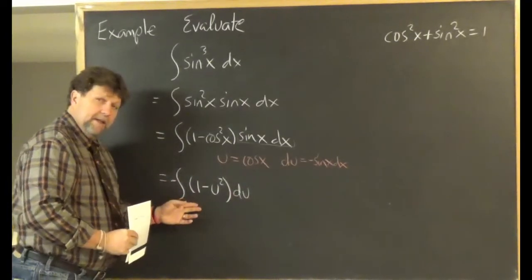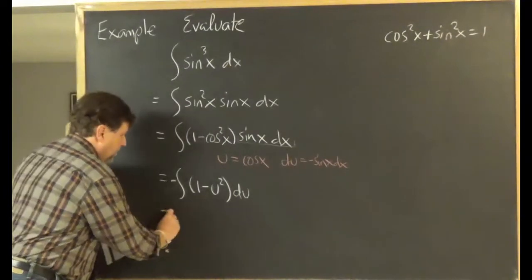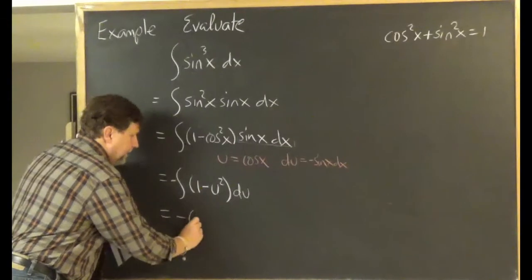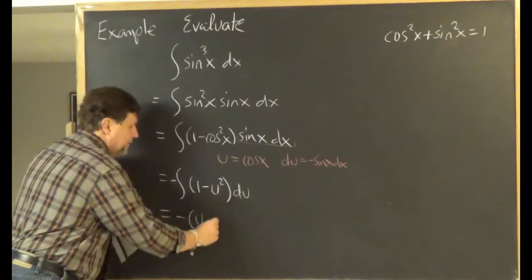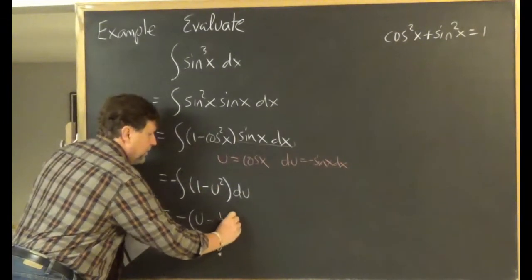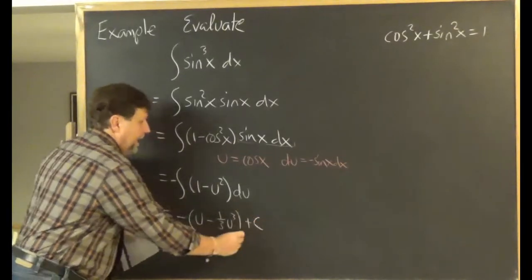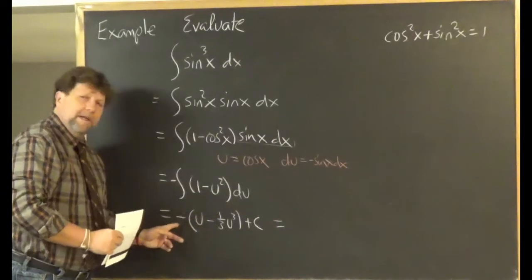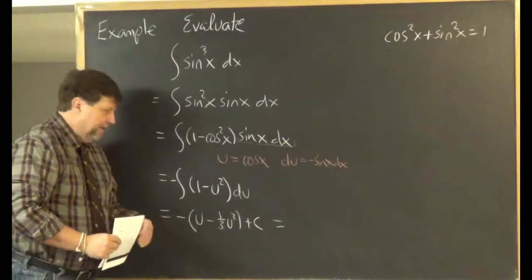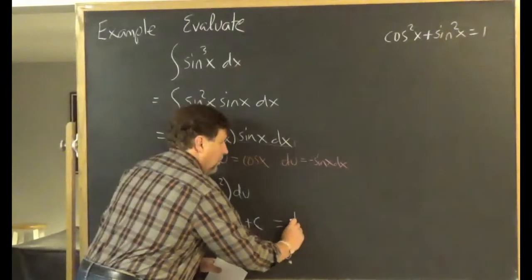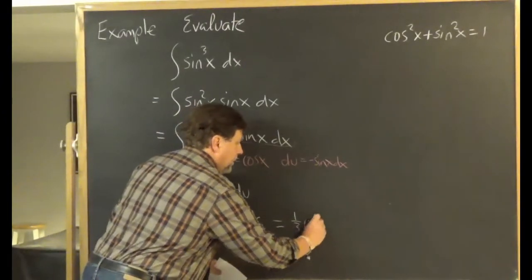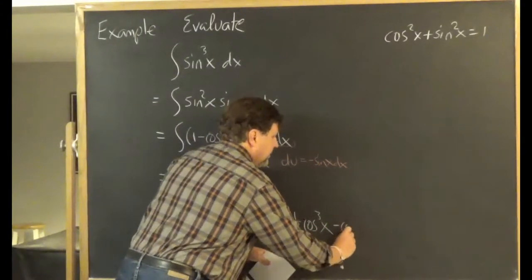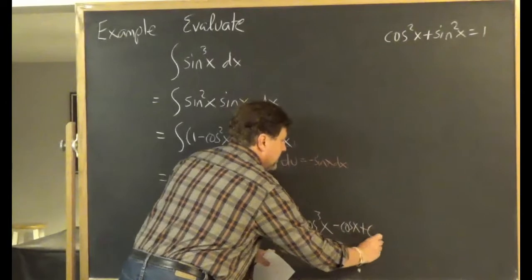This is pretty easy to integrate. I mean, we know the antiderivative. The antiderivative of 1 is u. The antiderivative of u squared is 1/3 u cubed. And now I will resubstitute my u. I'm also going to distribute the negative at the same time to get 1/3 cosine cubed x minus cosine x plus c.